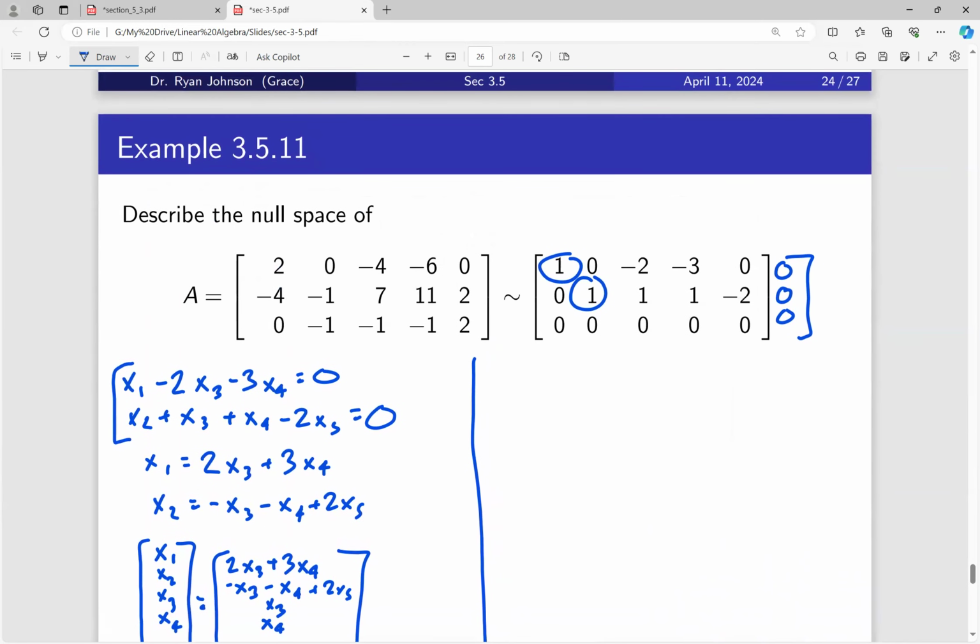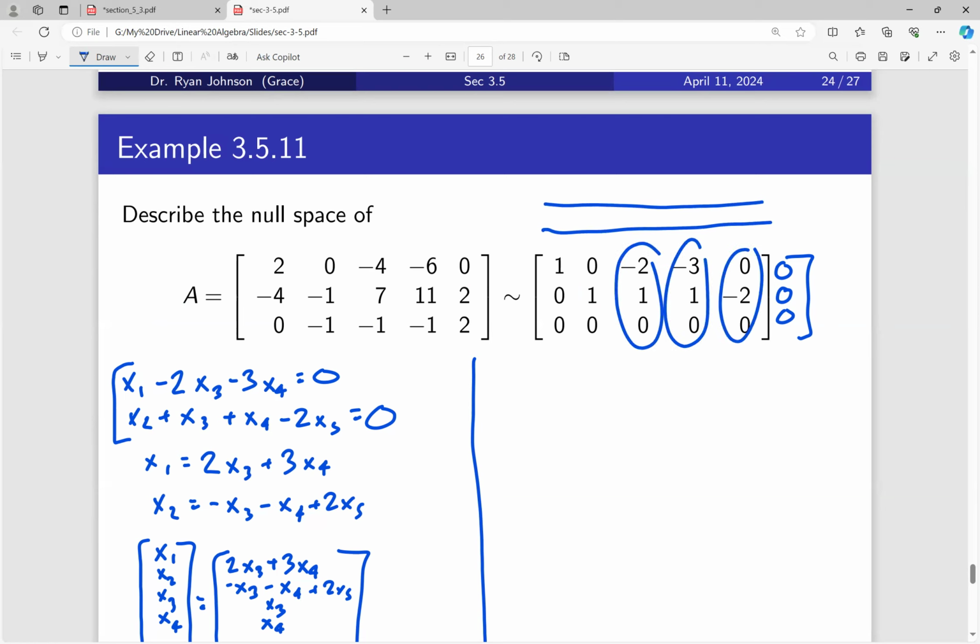So the way that I taught previous classes when I had a different textbook was you set up numbers. I've got 3 free columns, so I'm going to need 3 different rows. So for this free column, I'll put a 1 there, then 0, 0. And then the other free column, I'll do 0, 1, 0. And then the last free column, I'll go 0, 0, 1.